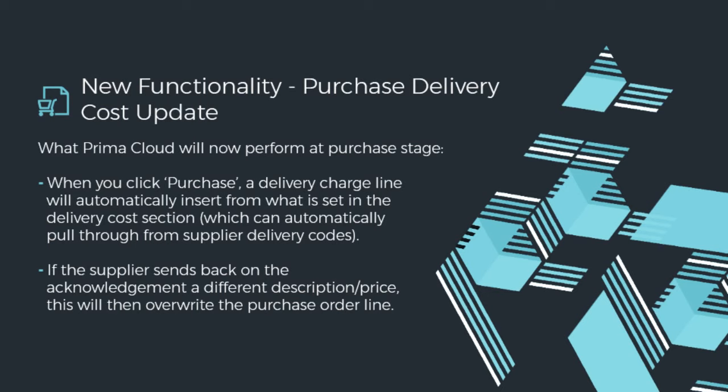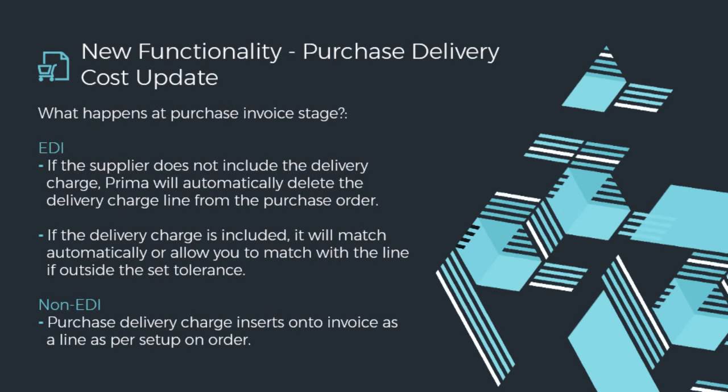Okay, so from a purchase invoice point of view, this is the next stage of these screenshots. What happens with EDI suppliers? If the supplier doesn't include a delivery charge on the invoice, Prima will automatically delete the delivery charge from the purchase order. So if you thought you were going to be charged £5.50 and it's not actually been included on the invoice, Prima looks after that side of things for you.